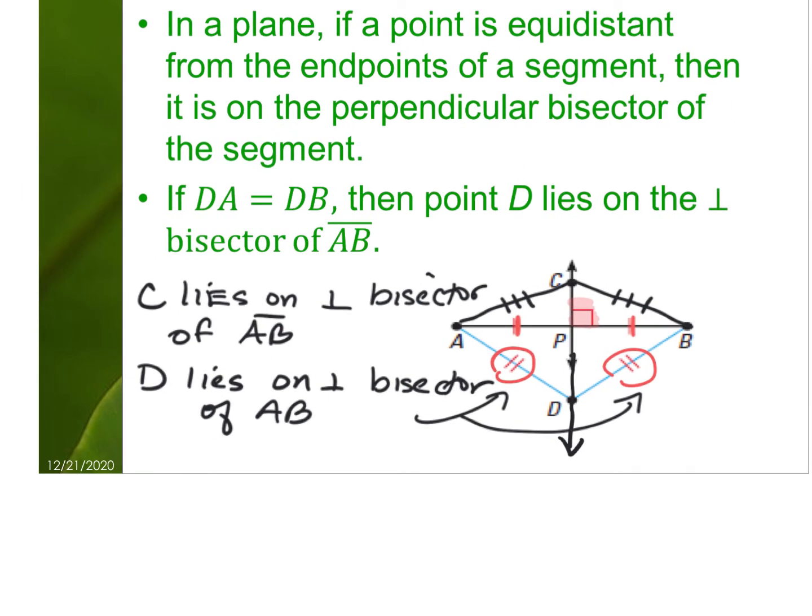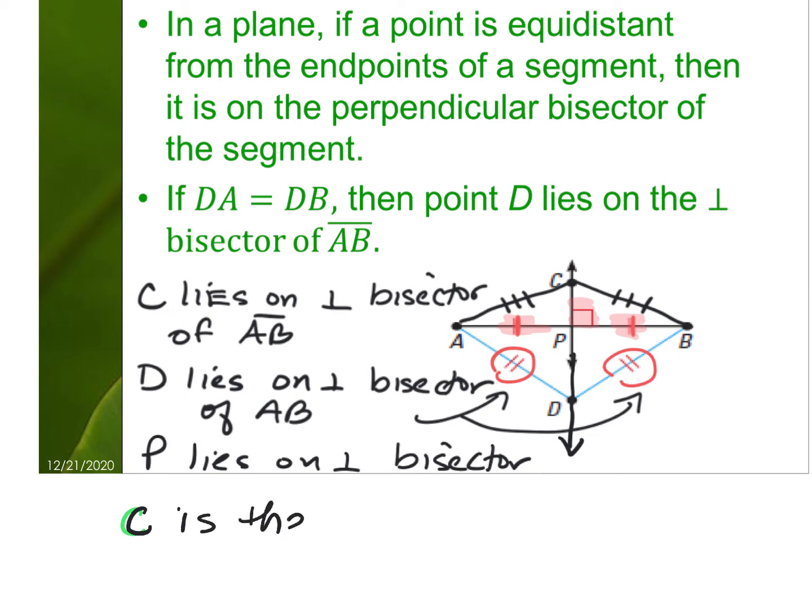I could also say that P also lies on the perpendicular bisector, because again, notice the congruency marks right here indicating that point P is the same distance from A and B. And then lastly, I could also state from this picture that CP is the perpendicular bisector of AB. And I can state that because of the right angle that's there, and I could also see that it's equidistant from the endpoints.